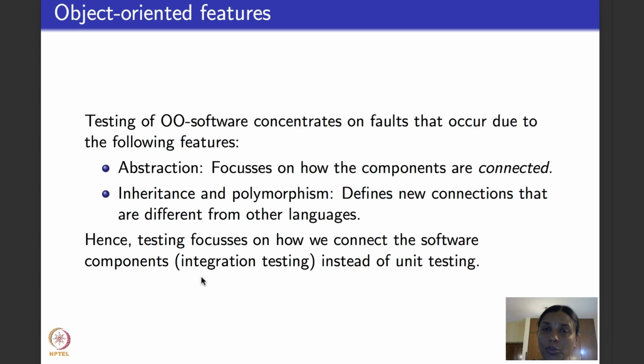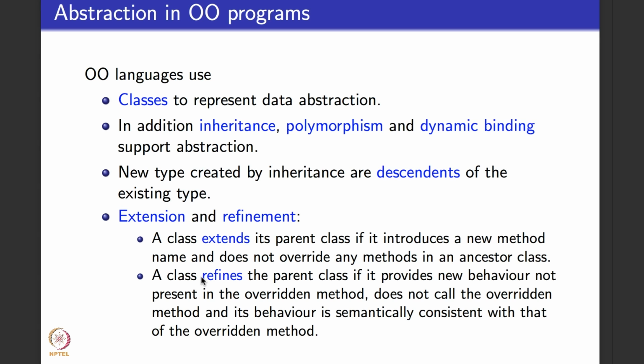So for our module on object-oriented programming, please remember we will not focus on testing inside a method. What we are instead going to focus on is integration testing. I'll show you the 4 levels of object-oriented testing and also show you which part we are going to focus on. Before we move on, what does abstraction in object-oriented programs look like?